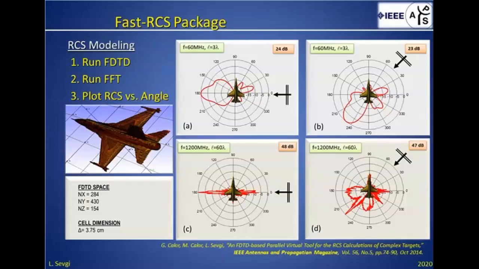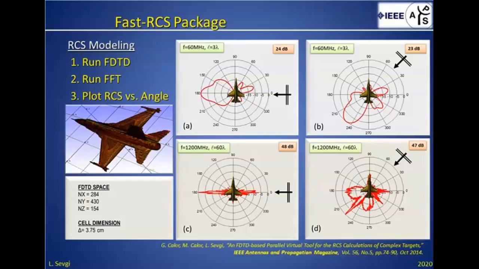So this is the target F-16, and you observe four polar plots. The first one on the left top belongs to 60 megahertz, where L is equal to 3 lambda. So L is the length of the F-16, it's 15 meters. Then the radar signal is coming from the 0 degrees. So this first one belongs to side illumination.